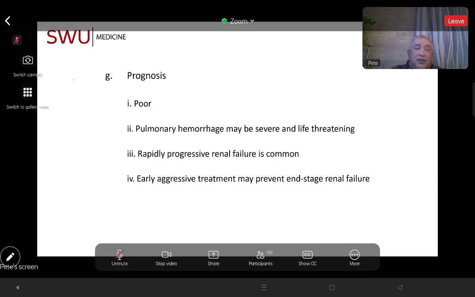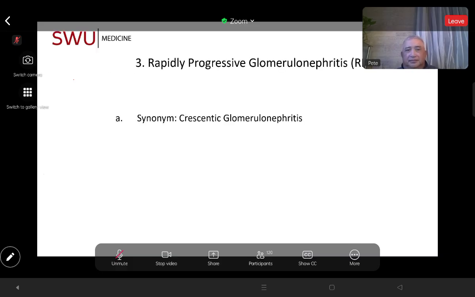So when you have hemoptysis and then you have hematuria, then you're most probably dealing with Goodpasture syndrome.